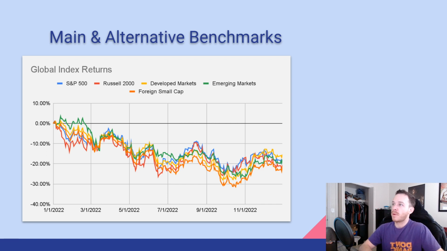Russell 2000 being representative of the small cap in the United States, and then we have developed markets and emerging market indices, which are representative of large and mid cap, and then a foreign small cap index, which goes across both developed and emerging markets. For the developed and emerging market and foreign small cap indices, I'm using Vanguard indices as my proxies. It's worth noting.